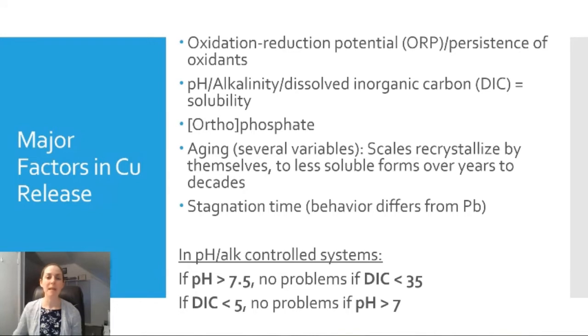But in pH and alkalinity controlled systems, if your pH is greater than 7.5, you typically don't have any problems so long as the dissolved inorganic carbonate is less than 35 milligrams per liter. And the same if the dissolved inorganic carbonate is less than 5, you typically don't have any problems so long as your pH is greater than 7.